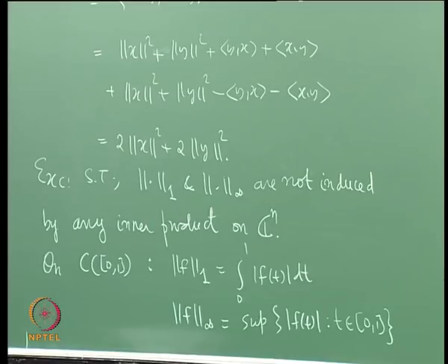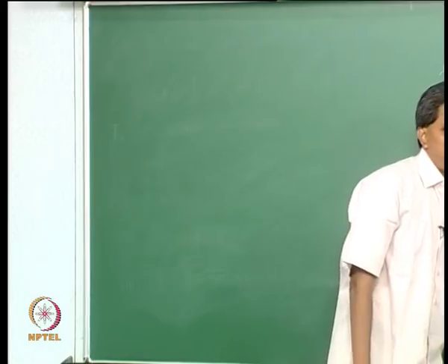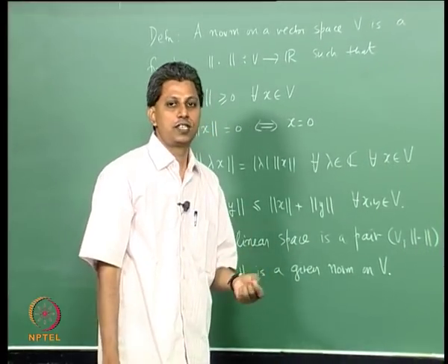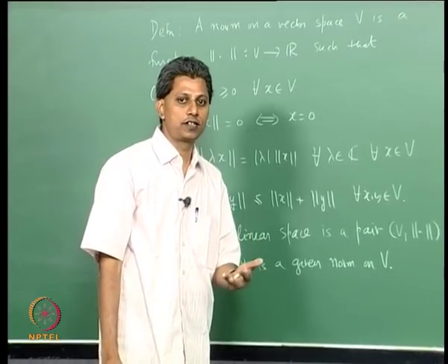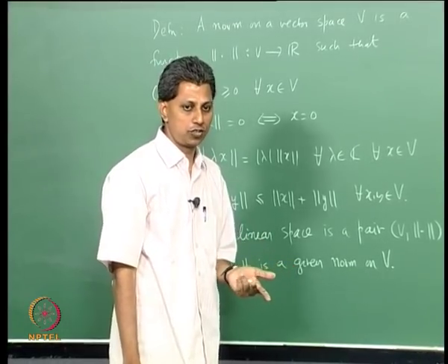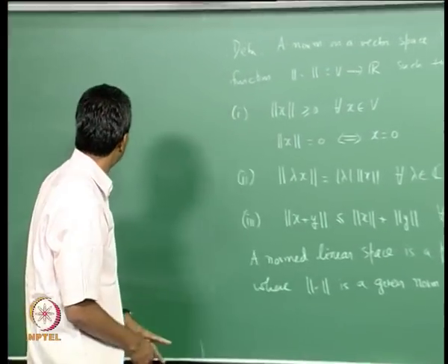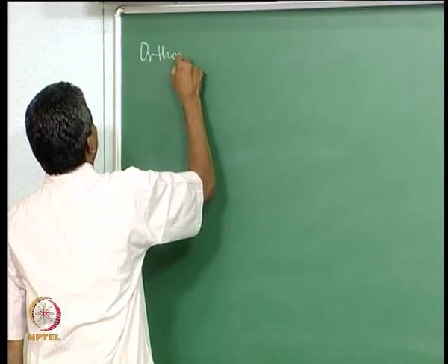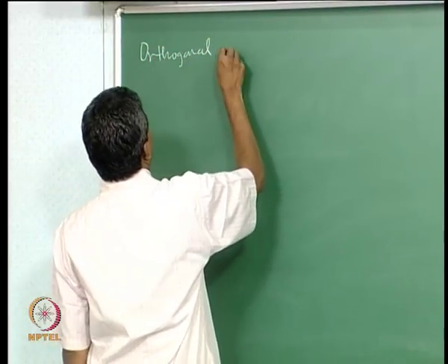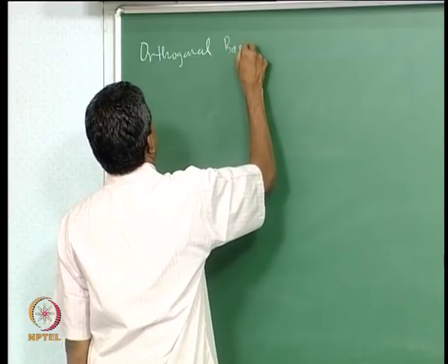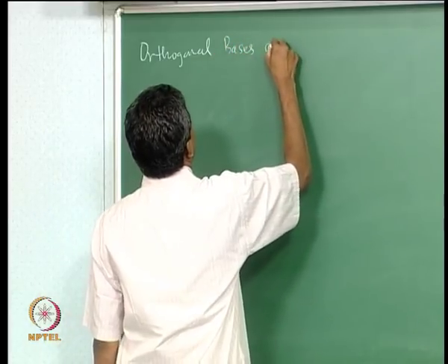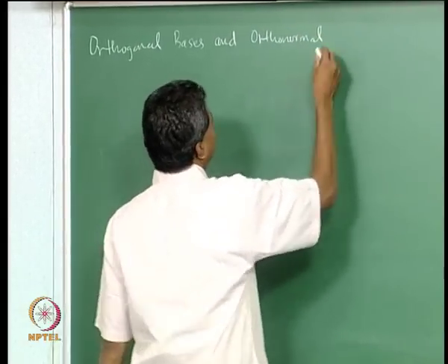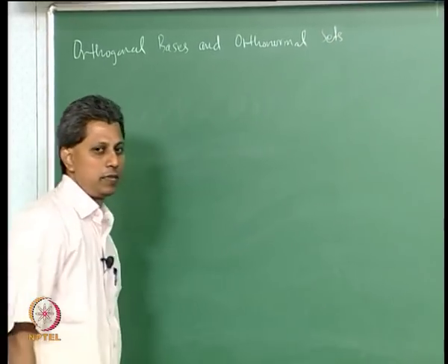These are some of the basic notions. One of the motivations for an inner product space is that it should allow us to generalize the usual dot product and the notion of angle between vectors, in particular orthogonality. Okay, let us look at these notions. In particular, I want to look at the concept of an orthogonal basis and orthonormal basis. I'll simply say orthonormal sets.